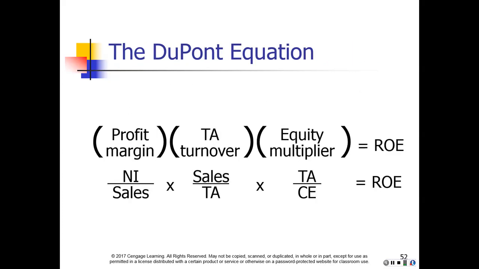ROE, if you remember, is net income over total assets. So we take the profit margin, which is net income over sales, multiply it by total assets turnover, sales over total assets, and then multiply it by the equity multiplier, which is total assets over common equity. What's the difference between total assets and equity? It's debt. So it's kind of like a debt ratio, and the higher this number is, the more debt the company has.